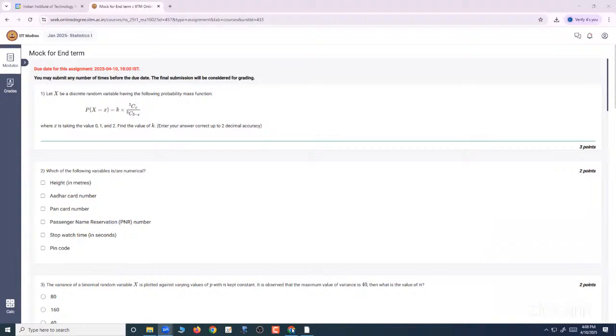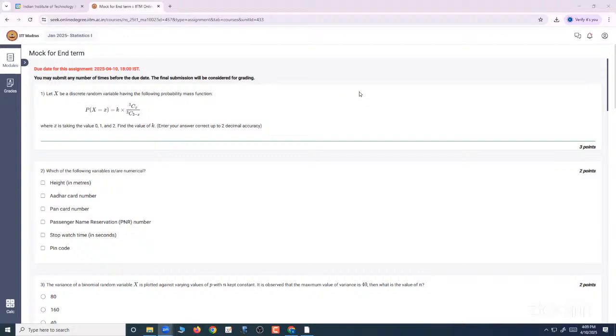Yeah, because we can't do arithmetic, like equations, like calculations basically. We can do the arithmetic operations with height and stopwatch time, but we can't do them for the Aadhaar card number, PAN card number, and the rest of the options.